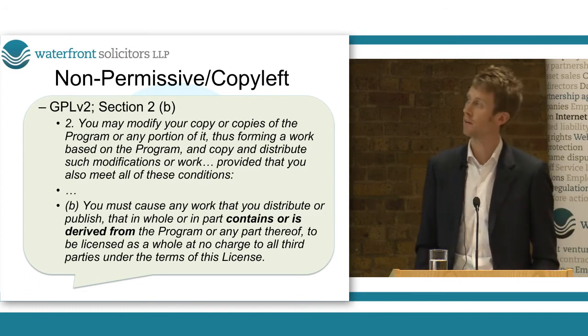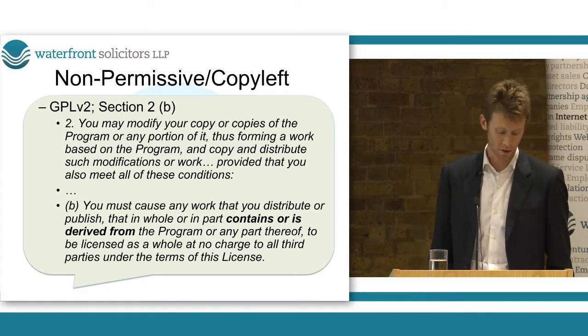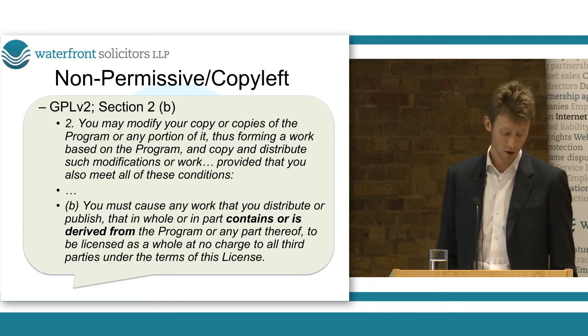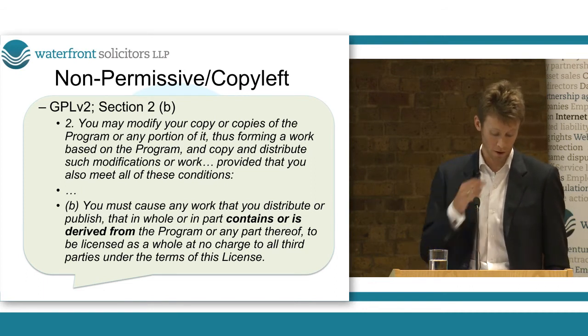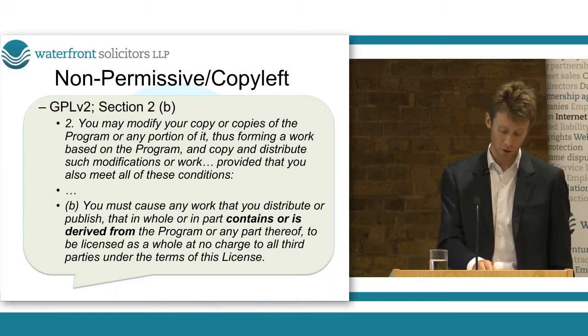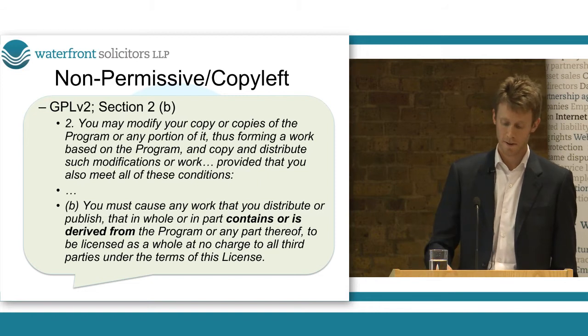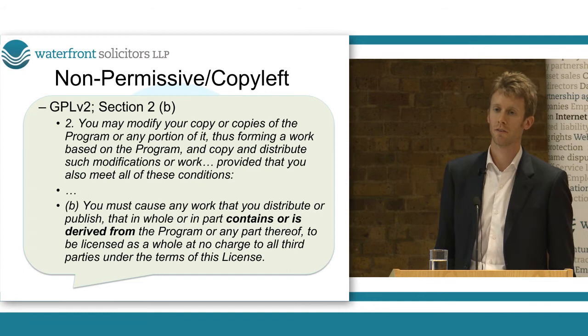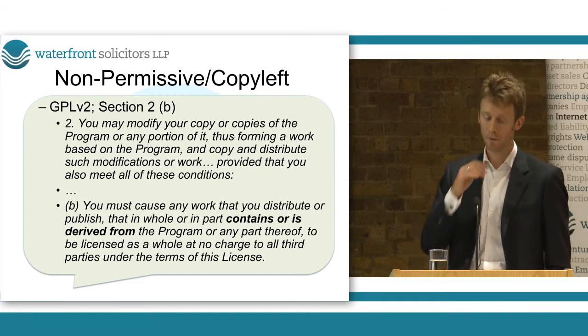And they have 2 or 3 conditions, and the important one is section B, which says you must cause any work that you distribute or publish that in whole or in part contains or is derived from the program or any part thereof to be licensed as a whole at no charge to all third parties under the terms of this license. So what the wording there is showing is the real viral aspect of GPL licensed software and how it can infect your own software.